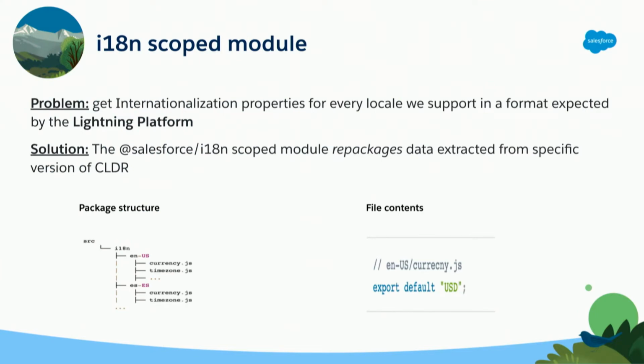So the scope module, as I mentioned before: we wanted those internationalization properties for every locale in the format that we use on the Salesforce platform. What we did is simply repackage the data that we extracted from CLDR in the format that was expected by the other packages. So it's a directory structure with folder names like en-US, fr-FR, and so on. And then each JavaScript file is exporting some data.